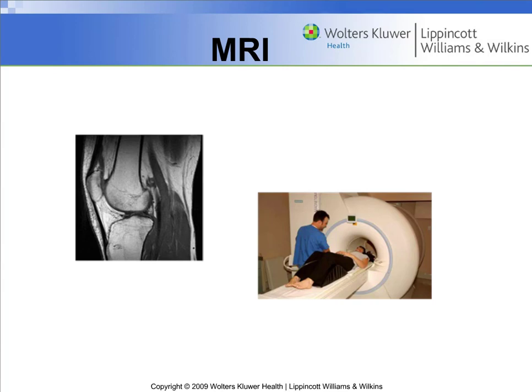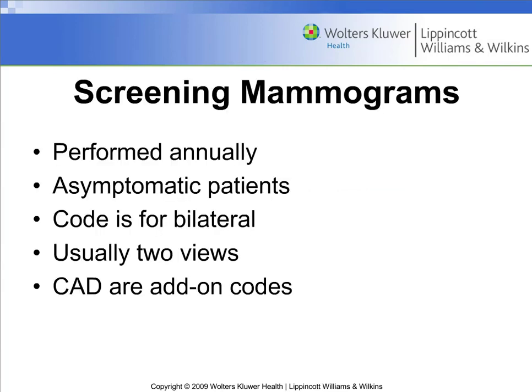Okay, mammography. There are two categories: screening and diagnostic mammographies. Screening mammograms are usually performed annually. They're usually performed on asymptomatic patients, meaning they are not encountering any symptoms to indicate having a mammogram done. And they are coded as bilateral. The intent is to do it bilaterally, again for comparison purposes.